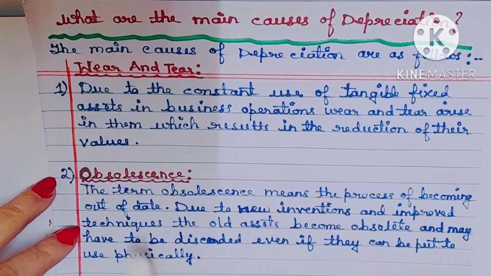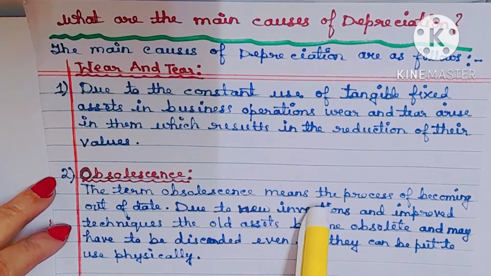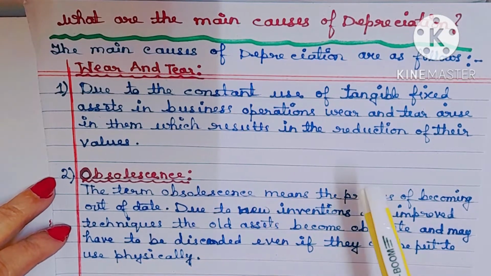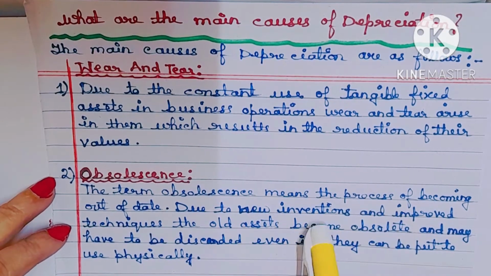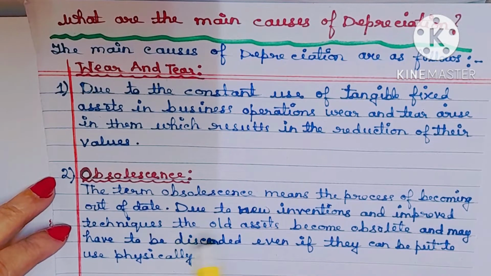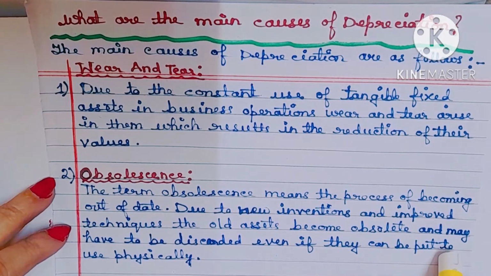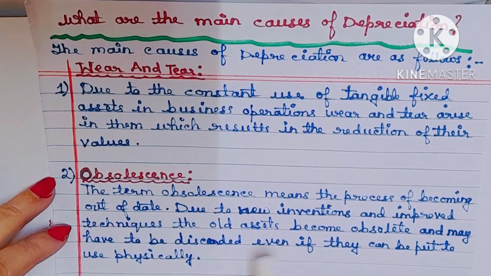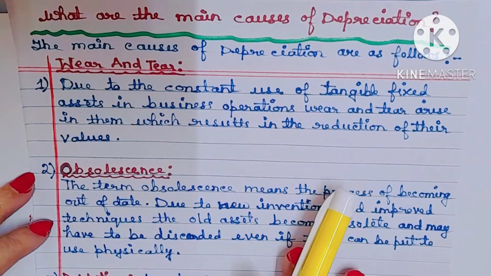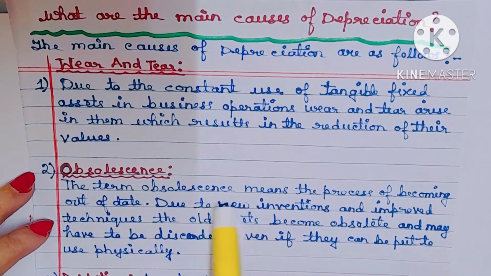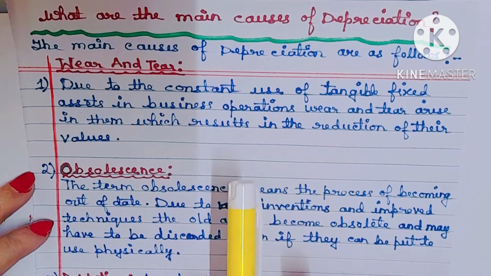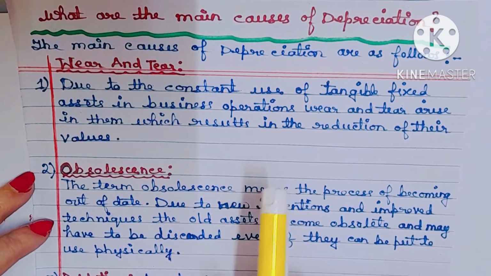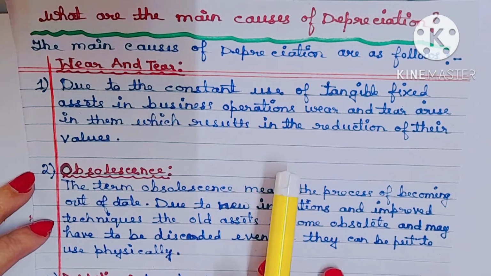Number 2, obsolescence. I have already explained. The term obsolescence means the process of becoming out of date, that is outdated. Due to new inventions and improved techniques, the old assets become obsolete and may have to be discarded even if they can be put to use physically. Obsolescence means outdated or no longer needed or used because something better or newer has replaced the asset.